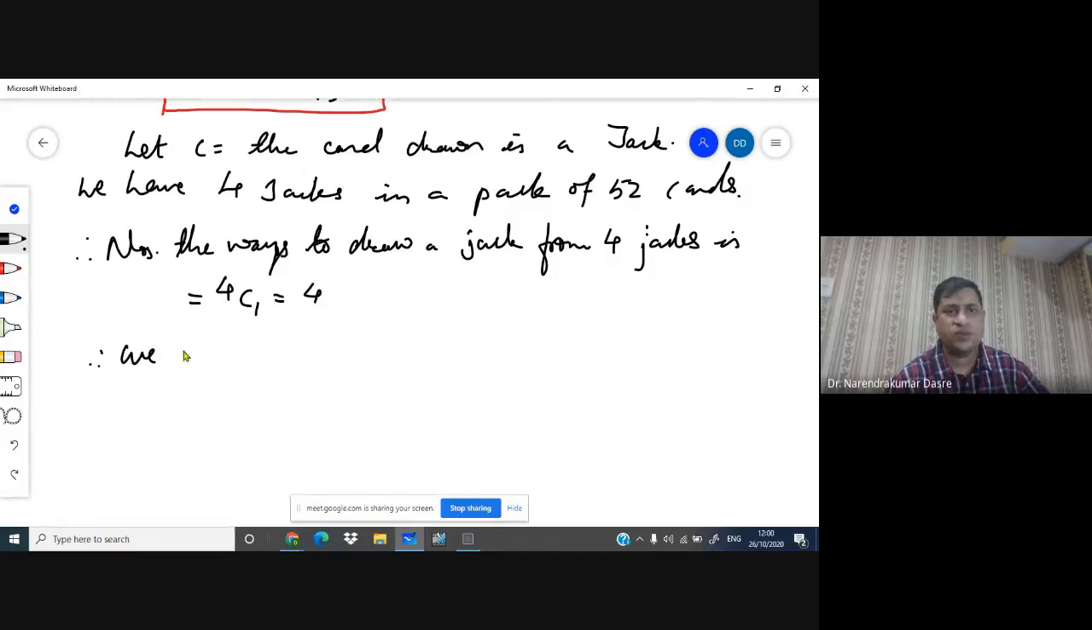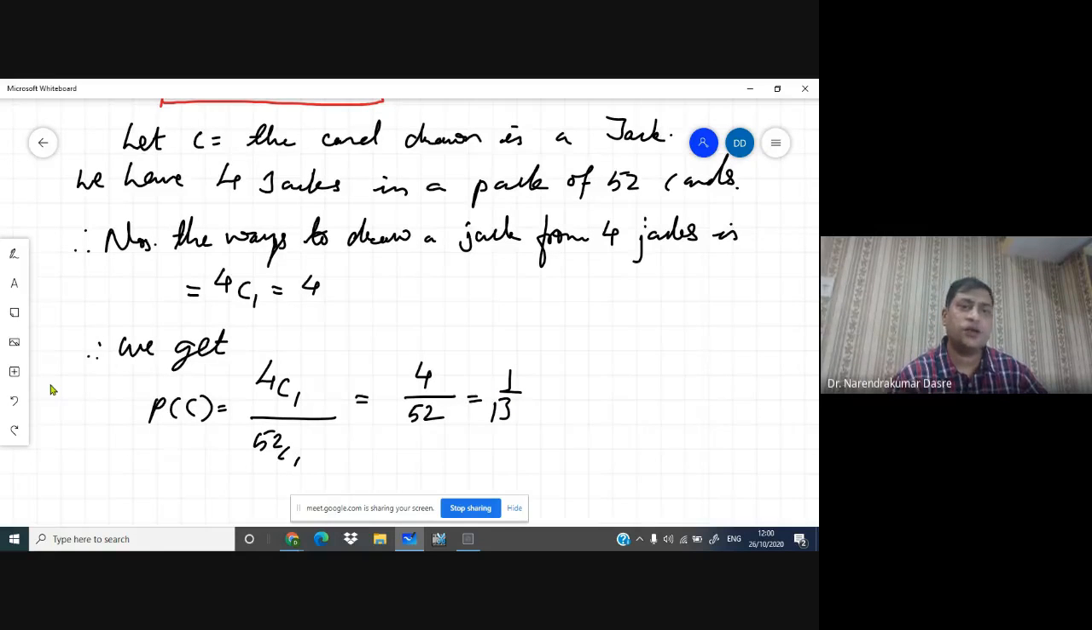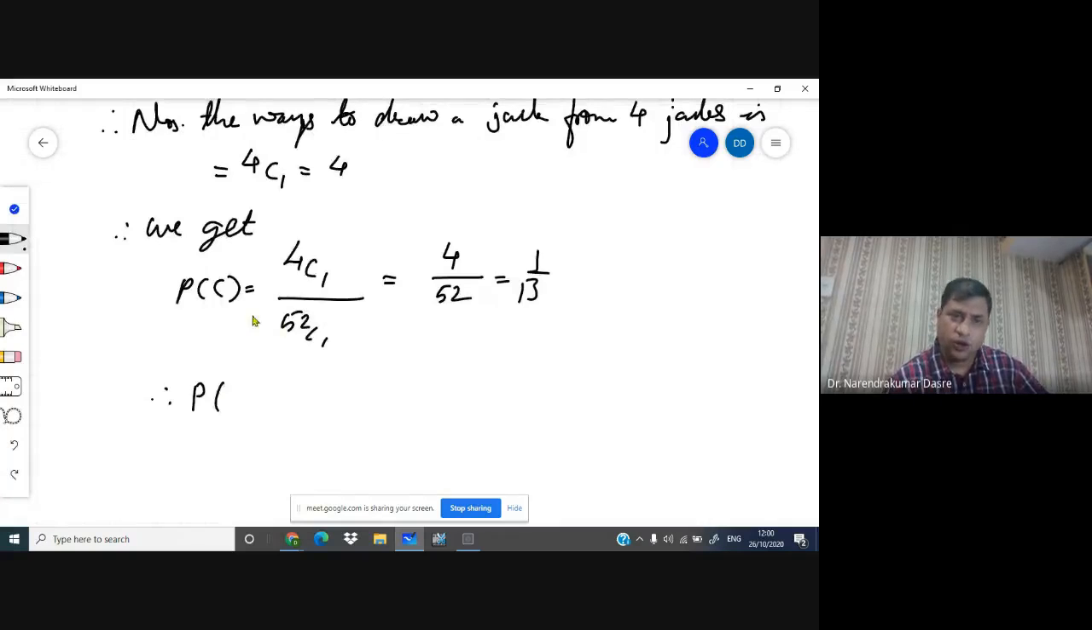And hence, we get probability of C is equal to 4C1 upon 52C1. So it is going to be 4 upon 52, and that is going to be 1 by 13. So here we got the probability of the event C, that means the card drawn is a jack, is 1 by 13.